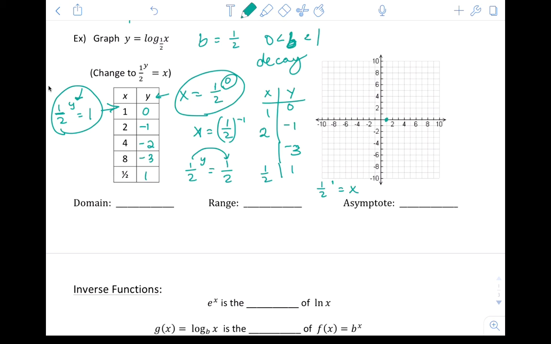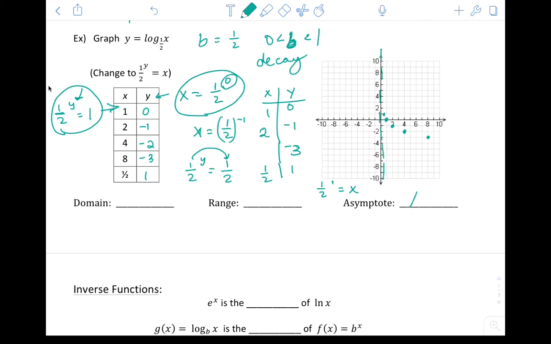So we've got 1, 0. We have 2, negative 1. We have 4, negative 2. 8, negative 3. And 1/2, positive 1, right around there. Do you see that you still have that asymptote?